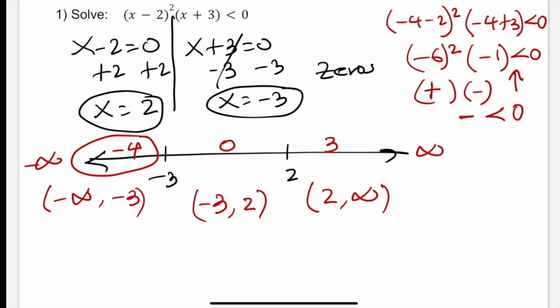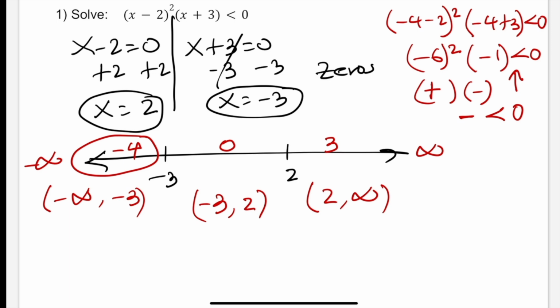Okay? Infinity, remember, infinity always has parentheses. Always. The negative 3, the negative 3, the 2, the 2. I'm using parentheses because my inequality doesn't have an equal underneath. If my inequality had an equal underneath, then I'd be using brackets. Okay, just real quick, we'll do a problem in a minute.